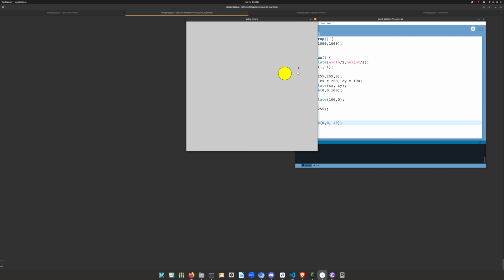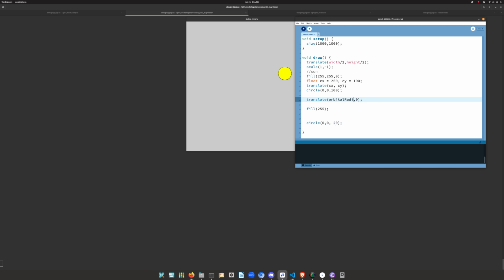All right, so we want the Earth to rotate around the sun, right? So notice the first thing I did, I translated by 100. So let me call this the orbital radius. It's better to have names for these things, right? So we could say final float orbitalRadius equals 100.